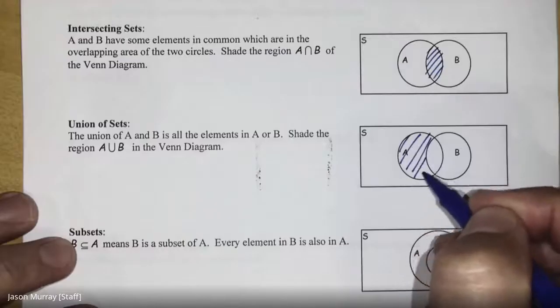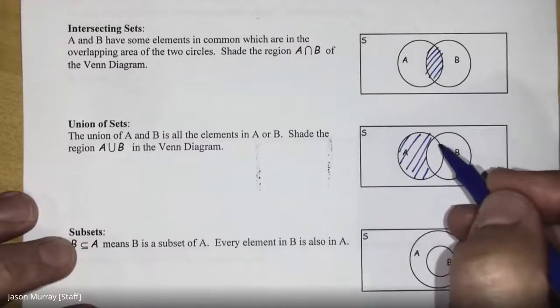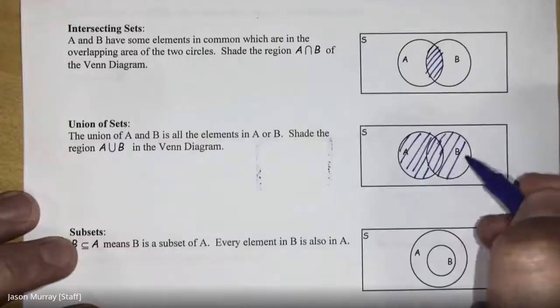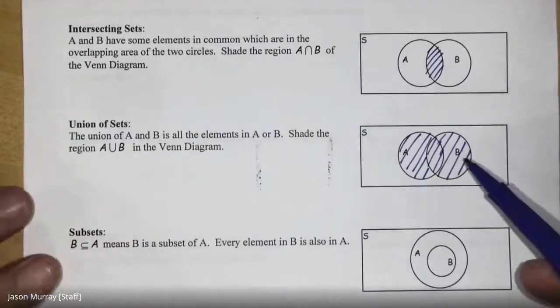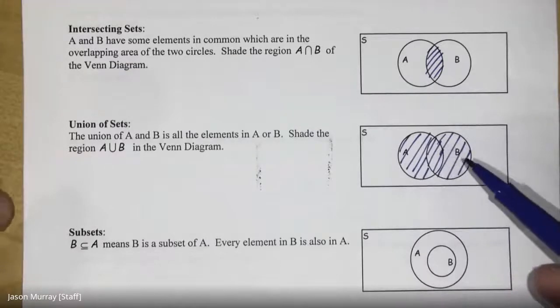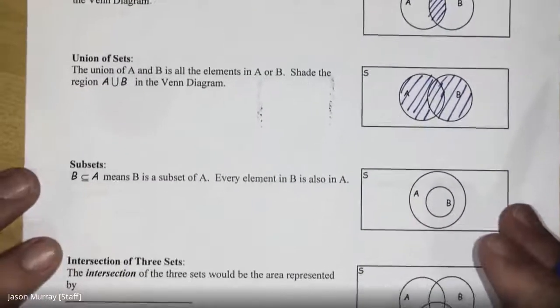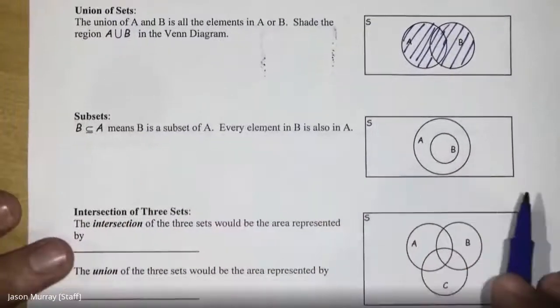What about the middle part? Should I shade that? Yes. Is that included? Yes, it is. Good. So all of it gets shaded for a union because it's everything together. We're adding everything up, right? That's the OR.